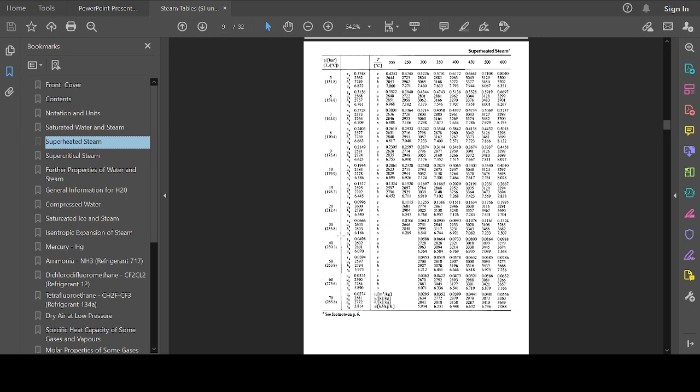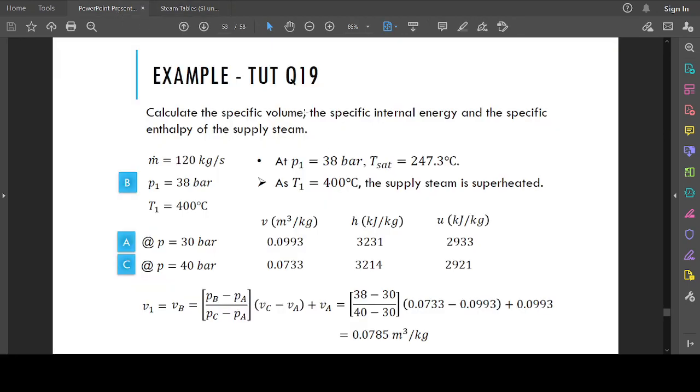So we use 30 and 40, which are the closest numbers to 38 on this table. We get the corresponding values of 30 bar and 400 degrees Celsius for all these properties here. We do the same for 40, then we use linear interpolation to find the values for these properties when the pressure is 38. And that is what we did here.